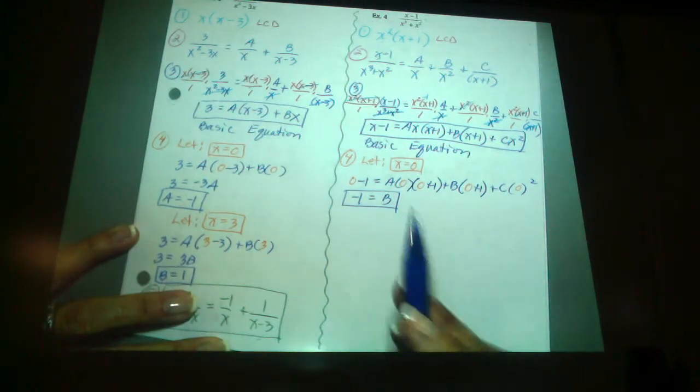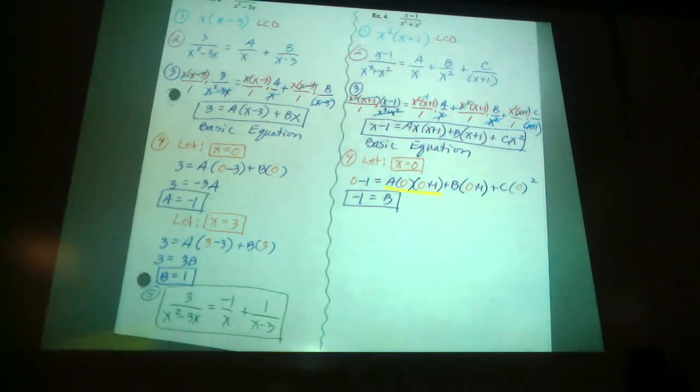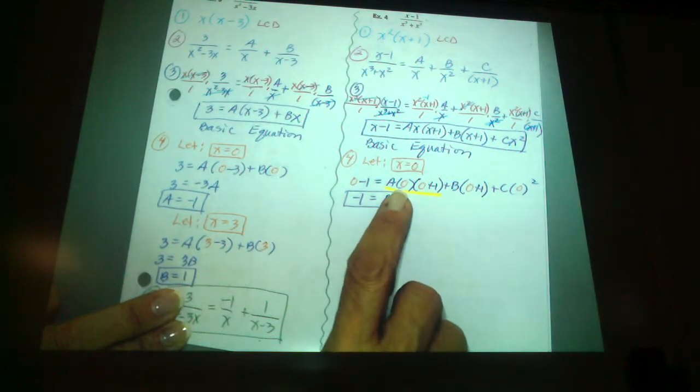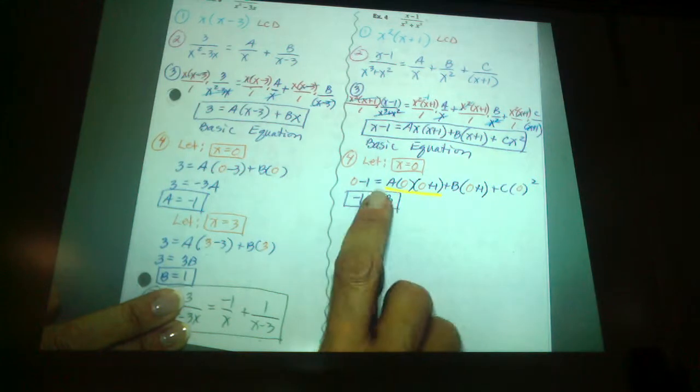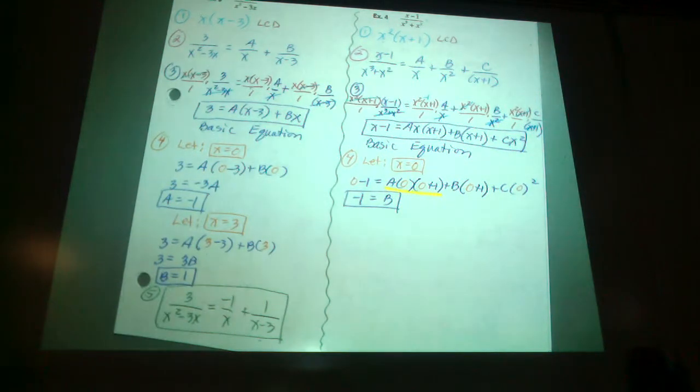Because this whole term, from here to here, the whole term is the a term. So it doesn't matter that 0 plus 1 is 1. When I multiply by that 0, I get 0, and then times a is my 0. Right? Are you good with that?